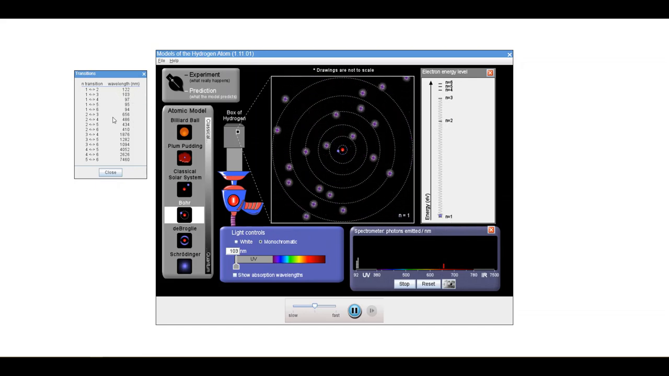Sometimes it'll go from 3 to 2, and it'll emit a red photon. And presumably the calculations they put in here are the correct probabilities, because there's a certain probability it'll go from 3 to 2 or 3 to 1. Although it looks like it might just be alternating, but maybe it is a 50-50 probability.